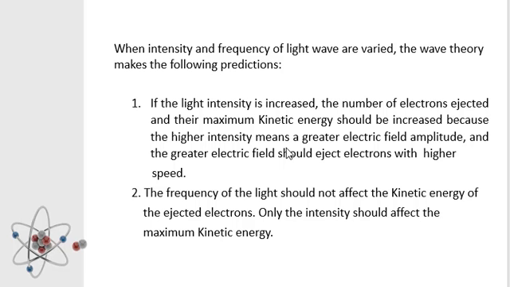So if light intensity is increased here, therefore maximum kinetic energy is increased, and that will lead to electrons having higher speed. Number 2, the frequency of light should not affect the kinetic energy of the electrons. Only the intensity should affect the maximum kinetic energy.